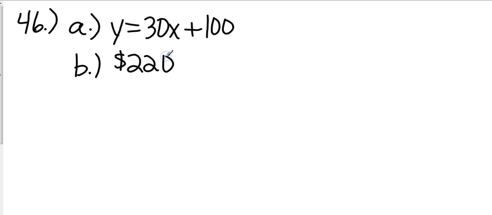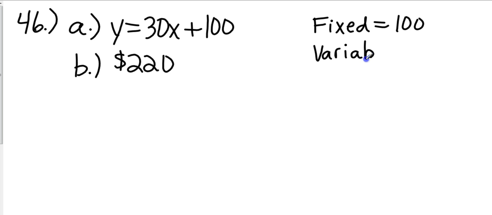So let's find out how they got it. Now, they give us a price to rent the facility as $100 firm price, and then $30 an hour to rent another part of the facility. So our fixed cost is the $100. Okay, so fixed is 100, and variable is the 30, because we don't know how many hours we're going to be staying. Okay, fixed is y-intercept.